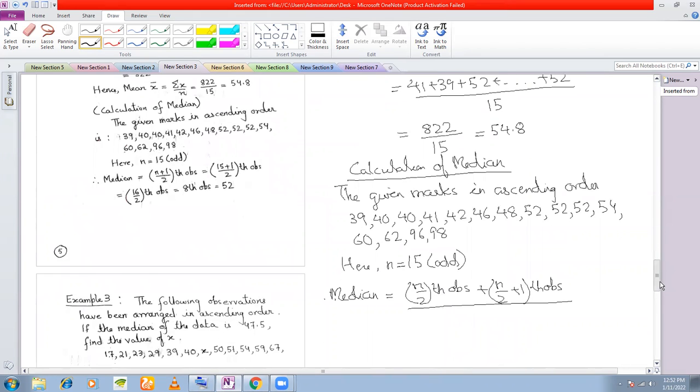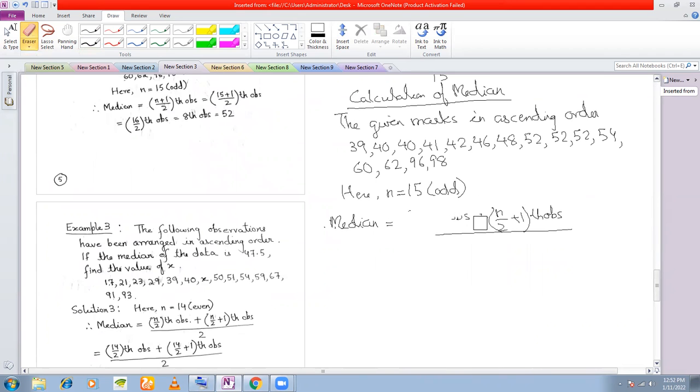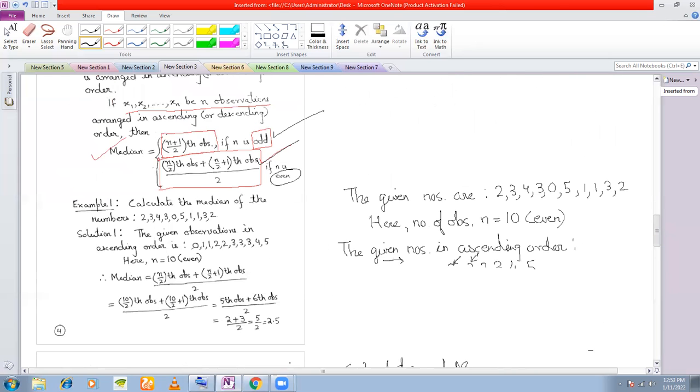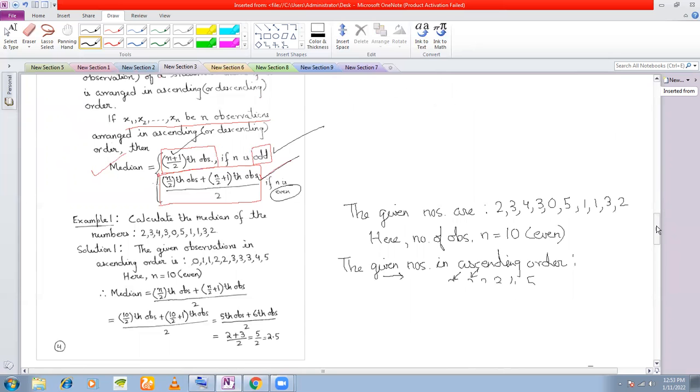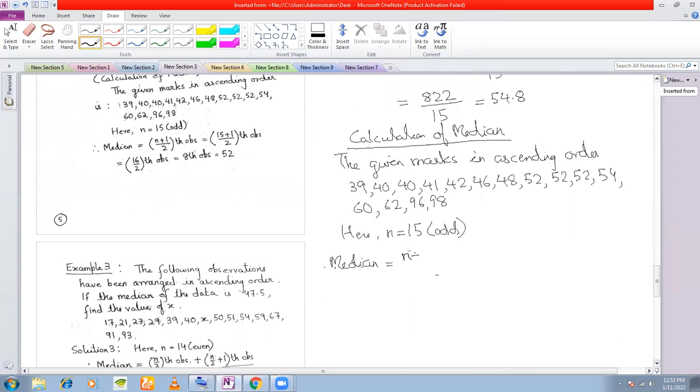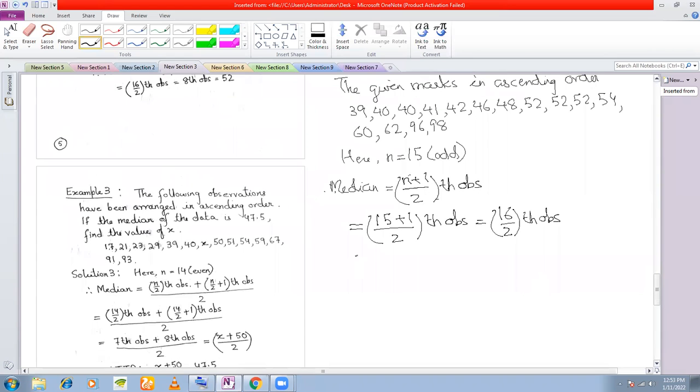So here n is 15, n is odd, so we are going to change the formula here. Median is simply n plus 1 by 2th observation. Okay, so n is 15, 15 plus 1 by 2th observation, which is equal to 16 by 2th observation, which is equal to 8th observation.